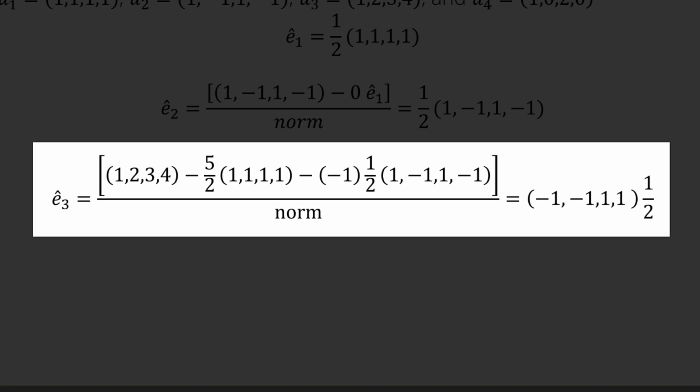So let's look at each component. I have 1 minus 5 halves plus a half, so that's 1 minus 2 or minus 1. I get 2 minus 5 halves minus 1 half, so that's 2 minus 3, that's minus 1. I have 3 minus 5 halves plus a half, so that's 3 minus 2 or 1. And I have 4 minus 5 halves minus a half, so that's 4 minus 3 or 1. And now let's normalize that. The normalization of minus 1, minus 1, 1, 1 is going to be 1 over 2.